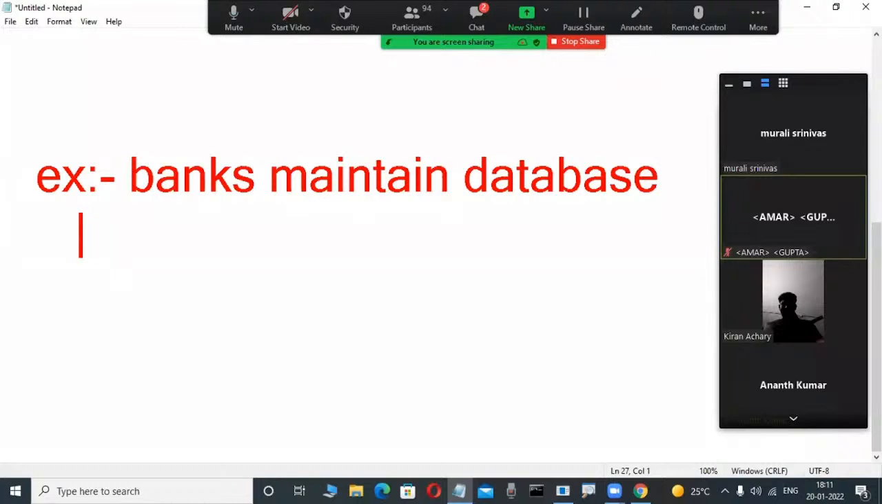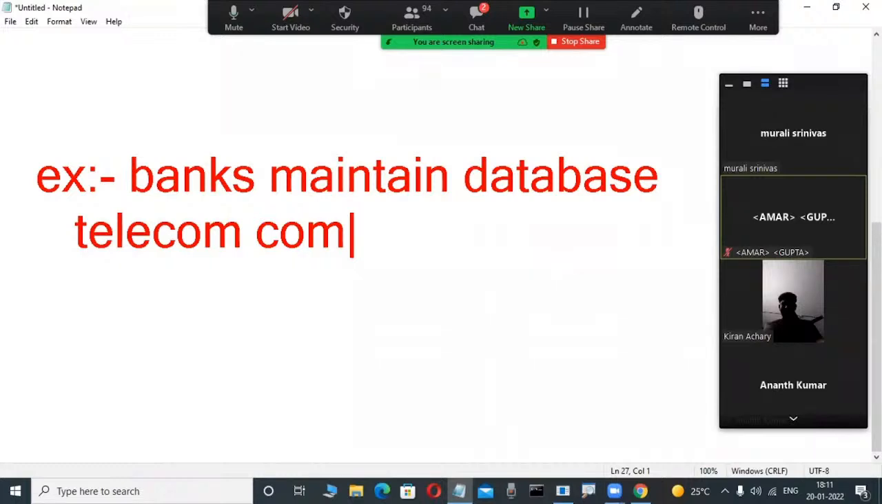Suppose telecom companies. So many examples are there, just roughly for easy understanding. I'm saying telecom companies maintain databases. Suppose you make a call to your friend or anything. Those call details will be stored in a database.